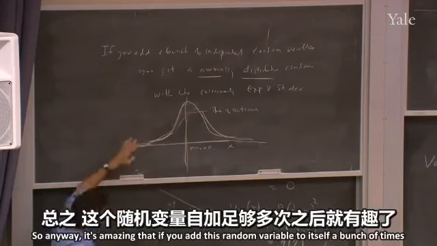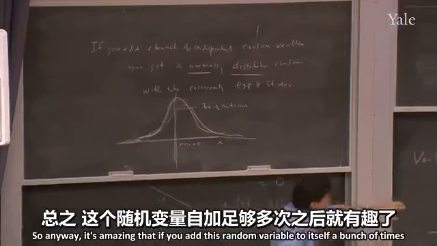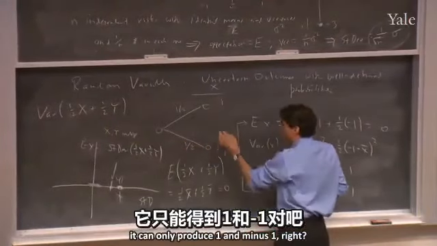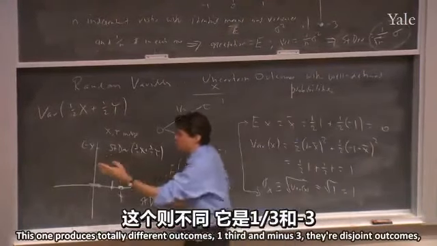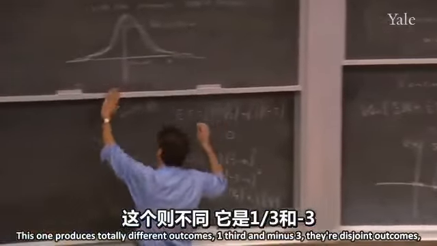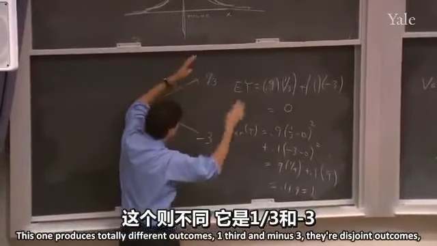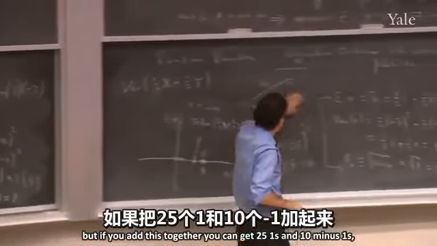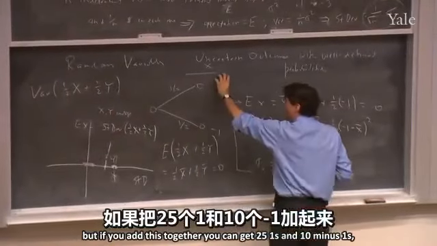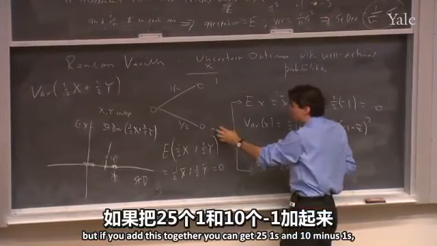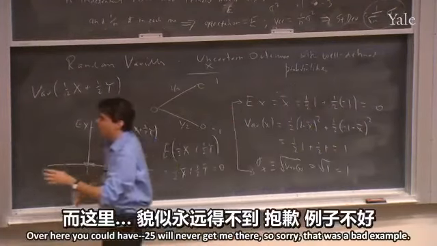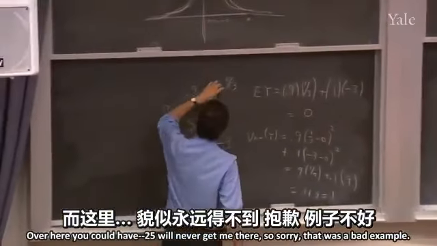So anyway, it's amazing that if you add this random variable to itself a bunch of times, it can only produce 1 and minus 1. Right? This one produces totally different outcomes, a third and minus a third. They're completely separate, disjoint outcomes. But if you add this together, you can get 25 ones and 10 minus ones, so that gives you 15.